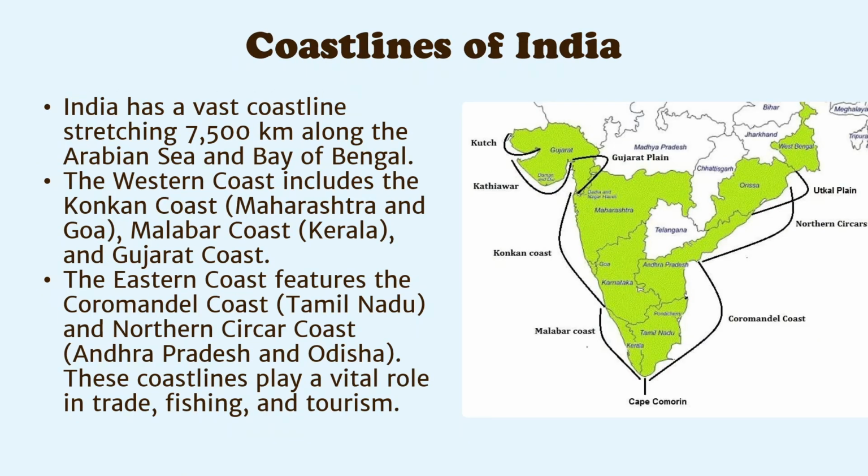India has a long coastline of about 7,500 kilometers. The western coast lies along the Arabian Sea. It includes the Konkan coast, Malabar coast, and Gujarat coast. The eastern coast lies along the Bay of Bengal. It includes the Coromandel coast and the Northern Circars coast. These coastal regions are important for trade, fishing, ports, and tourism.